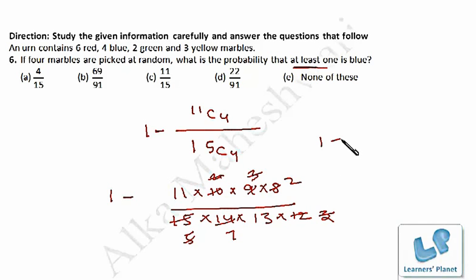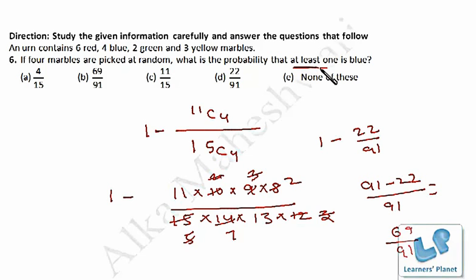So it's 1 minus 22 by 91. Right? So it's 91 minus 22 by 91. So that's 69 by 91, right? So the problem will not take more than 30-40 seconds if you are conceptually clear about what you have to do in case of at least, and how to proceed, right? I hope you are clear.